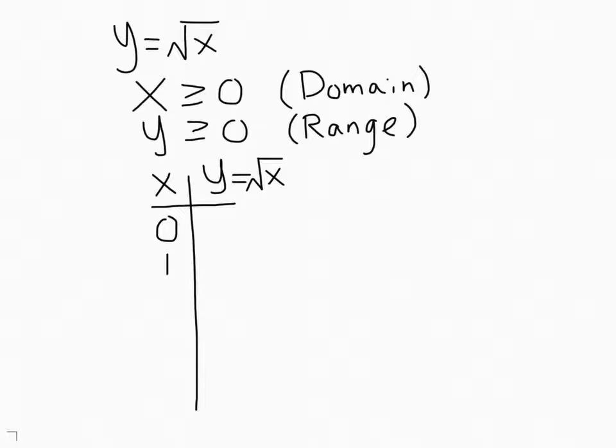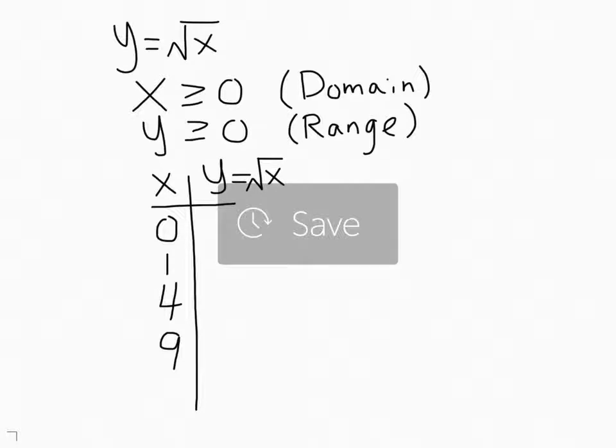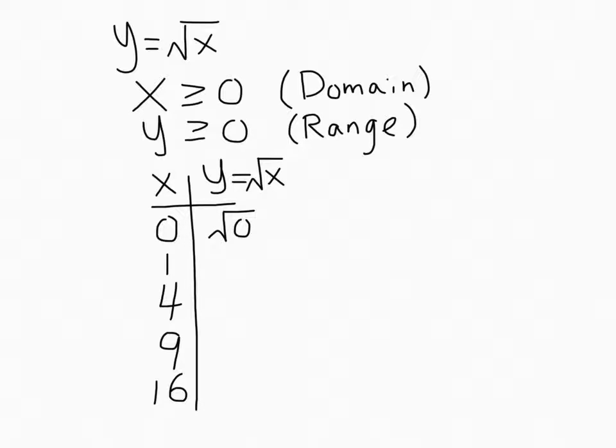But since I'm looking for the square root, I can choose any input I want. So I would like to have a perfect square rather than going through 1, 2, 3. This time I'm going to use 0, 1, 4, 9, or even up to 16, because all these are perfect squares. So what is the square root of 0? The square root of 0 is going to be 0. What is the square root of 1? It's going to be 1.